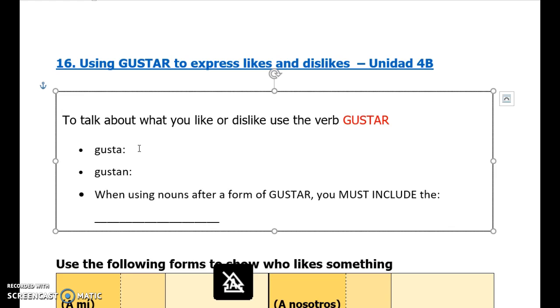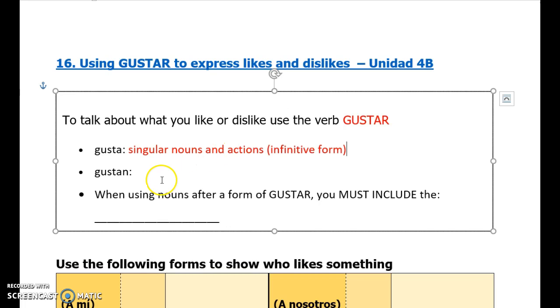So gusta, you're going to use with singular nouns. If the thing you like is singular, so let's say you like pizza, we're going to use gusta with that. Me gusta la pizza. We use it with singular nouns and actions. We're going to keep those verbs in infinitive form. So we are not going to conjugate the verb we like to do, just like we didn't last year. Me gusta correr. We never conjugated it to corro. We just kept it correr.